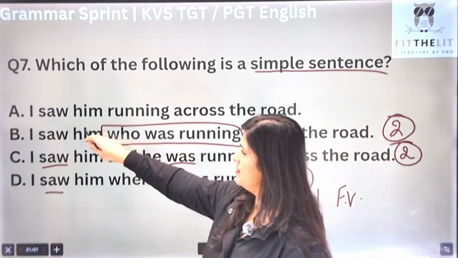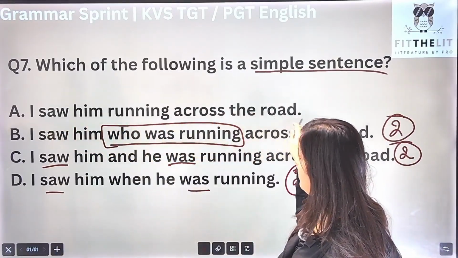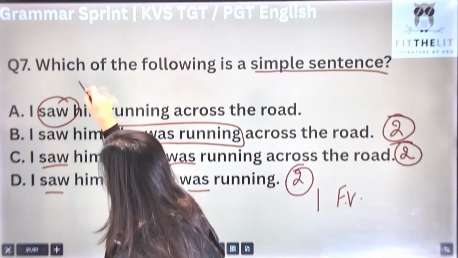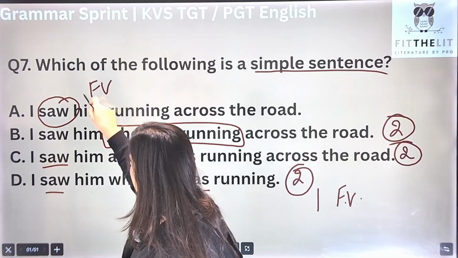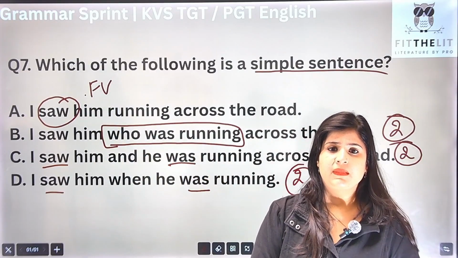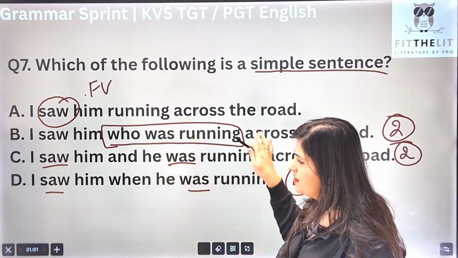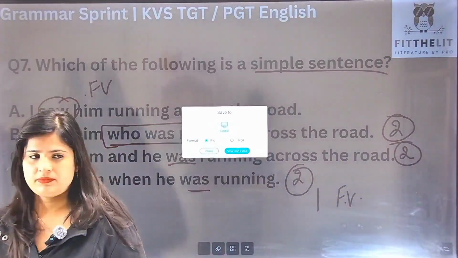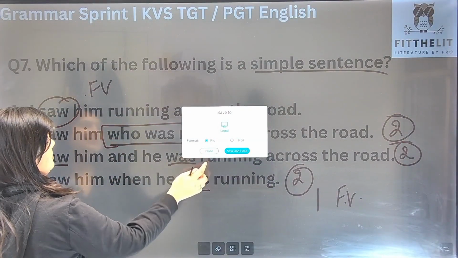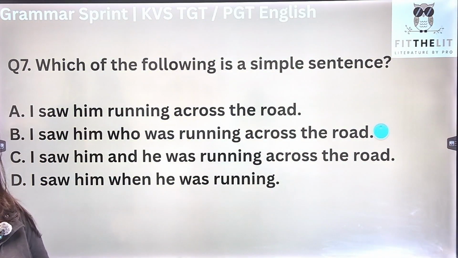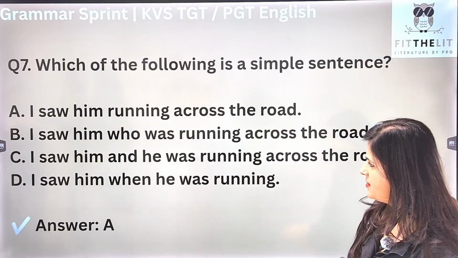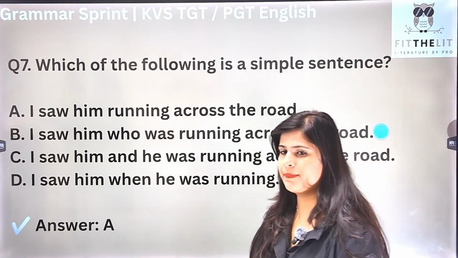But here look at the sentence. I saw him running across the road. Here there is only one finite verb, and that is saw. So of course the correct option is option A. Option A is the simple sentence. Let us try to cross verify, and yes, it is option A.